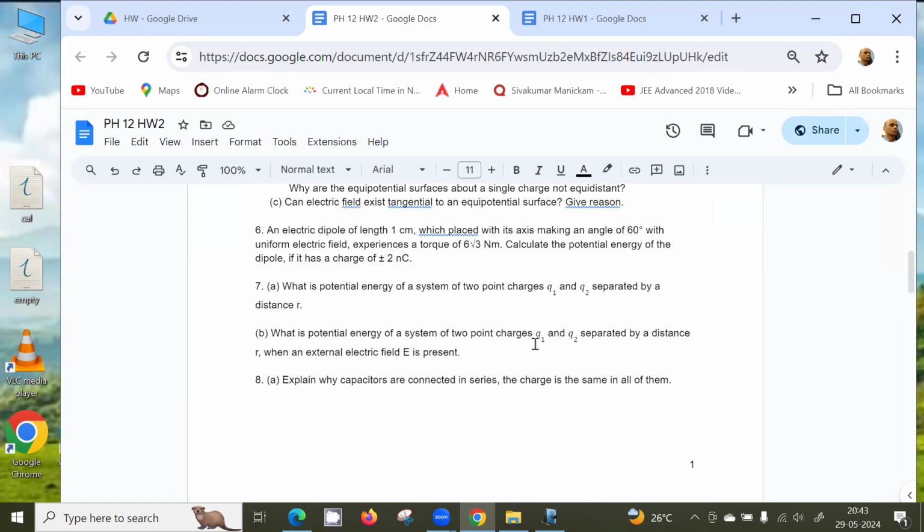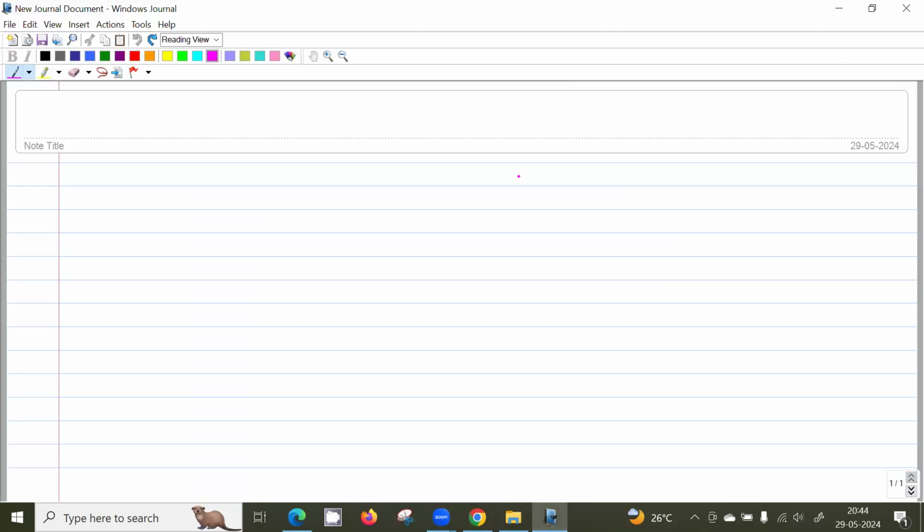It'll be kQ1Q2 by R. But here there is only an external electric field and only a single charge. Okay. What is the energy required to build the system? Electric field into displacement from infinity to that point. Okay, that's one way to look at it. Or you can say, because of the external electric field, there will be potential at all the points, right? Yes, sir. Hold on, I'll explain.